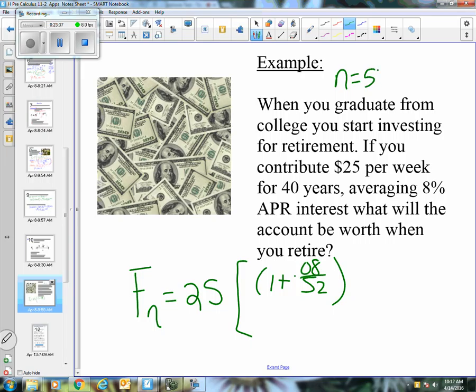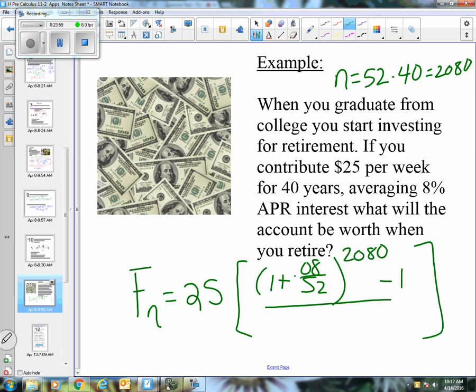Well, we're going to do this 52 times a year because it's weekly for 40 years. So I'm saying that we're going to start work at, say, like 22, maybe retire at 62. That'd be a little optimistic. It'd probably be longer, but we'll make it sound better for you. So how many total payments would that be? Well, that's 2,080 times you're going to get interest on this investment, each payment. And then the -1, and then don't forget the over I, 0.08 divided by 52.